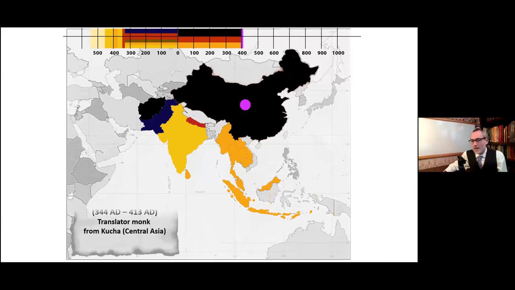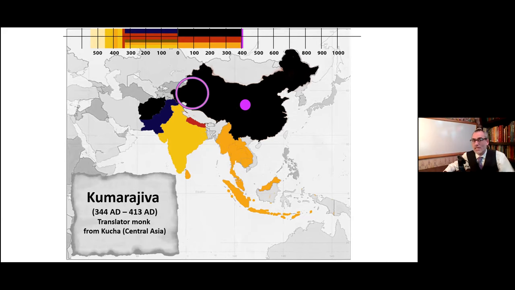And at that place arrived a translator monk from Central Asia, a place called Kucha, a guy named Kumarajiva. These are his dates, the dates that he lived. He's from Kucha, which is this area of Central Asia. Kucha was one of many, many small Buddhist kingdoms.